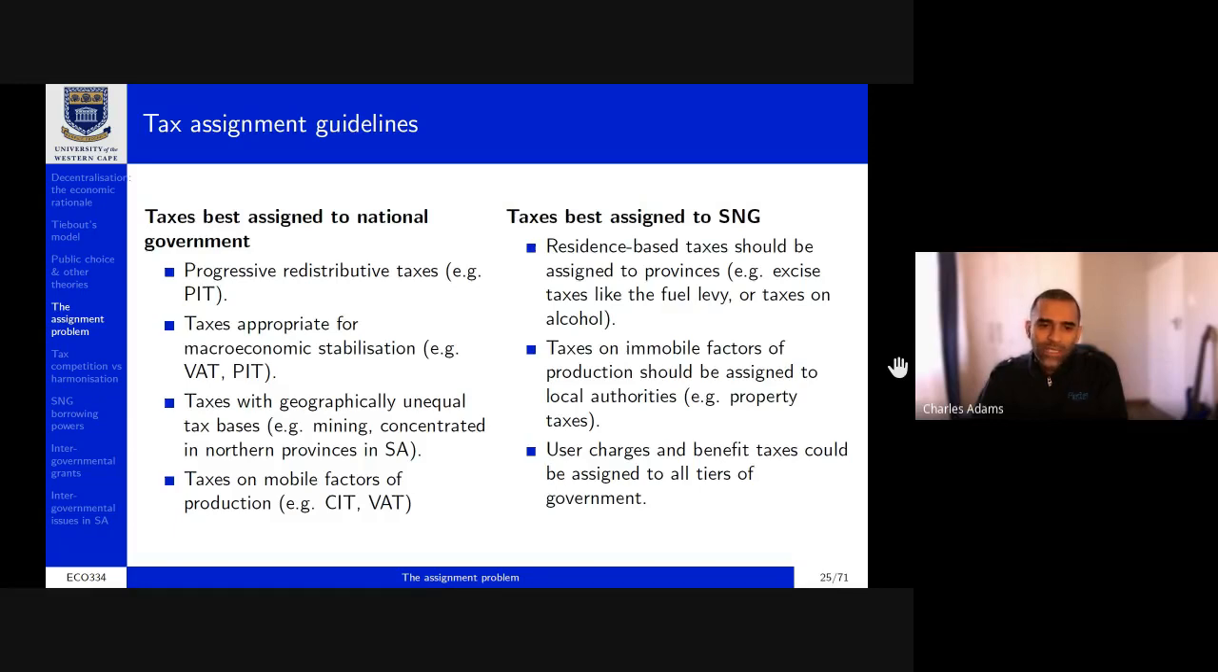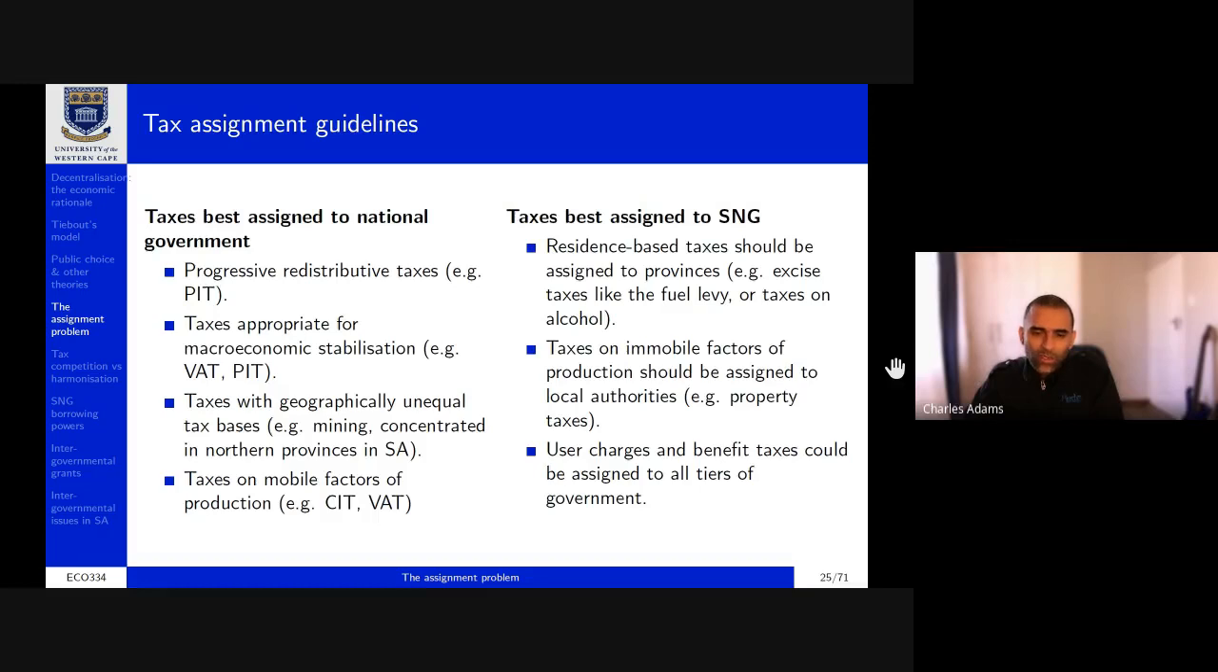Then taxes with geographically unequal tax bases. Mining, for example. Some jurisdictions can generate a lot of revenue from certain activities. You can think of mining in the northern provinces, but we may want to distribute. It just so happens that we've got minerals underground in those areas. And we may want to distribute the gains from having those minerals more broadly, and therefore you want to have taxes administered at the national level in such instances.